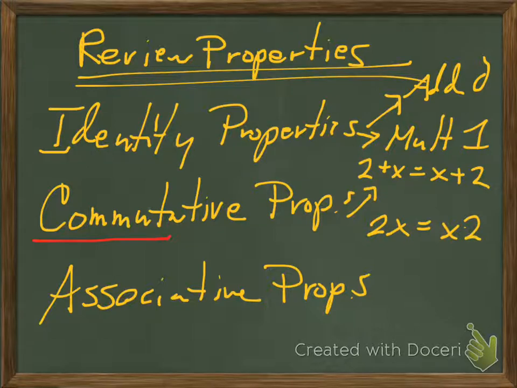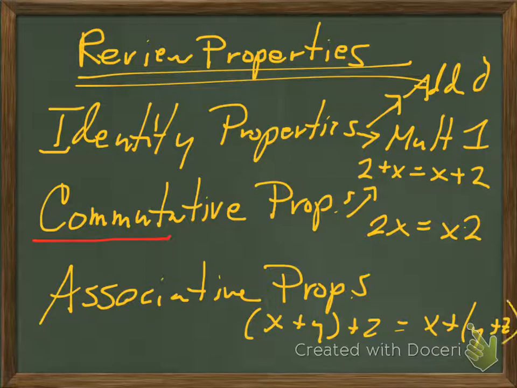And the associative property, that's the hardest one. That's the one where you have to regroup the parentheses. So if I have (x plus y) plus z, that's the same thing as x plus (y plus z). Basically we regroup things, and it works for multiplication too. So if I have (xy) times z, that's the same thing as x times (yz). That's the associative property.